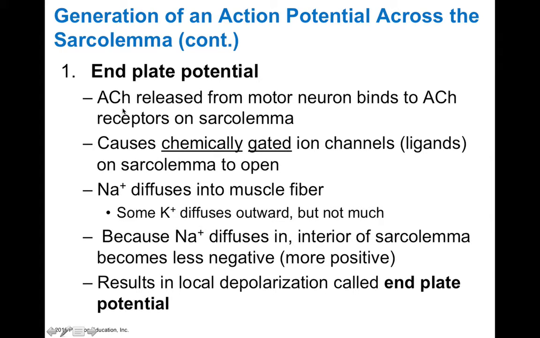Now, end plate potential is when acetylcholine is released from the motor neuron. It binds the receptors in the sarcolemma. It causes these chemically gated ion channels to open, and it allows sodium to diffuse into the muscle cell or fiber. So some potassium diffuses outward, but not as much as sodium diffusing inward. And this influx of sodium makes the inside of the muscle cell, locally right there, more positive or less negative. That's because the charge on sodium is positive. So if you're bringing in more positive charges, you're going to make that local area more positive. And this results in a local depolarization, or a local area of positive charge, called end plate potential. Now, if the end plate potential is big enough, it could stimulate an action potential.